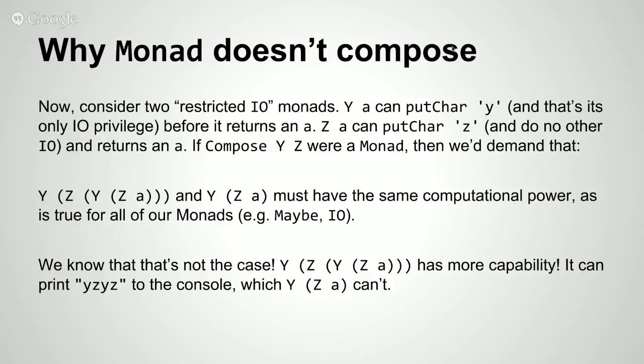Now, if compose YZ were a monad, then we'd expect that Y of Z of Y of Z of A has the same computational power as Y of Z of A. But that's not true. Because Y of Z of Y of Z of A means I print out some Y's, then I return a Z of Y of Z of A, then I print out some Z's, I'm going to print out some Y's, and then I'm going to print out some Z's, and I'm going to return an A. So that could print the string YZ, YZ. Whereas Y of Z of A can't, because it prints out a bunch of Y's, it prints out a bunch of Z's, and then it returns an A.